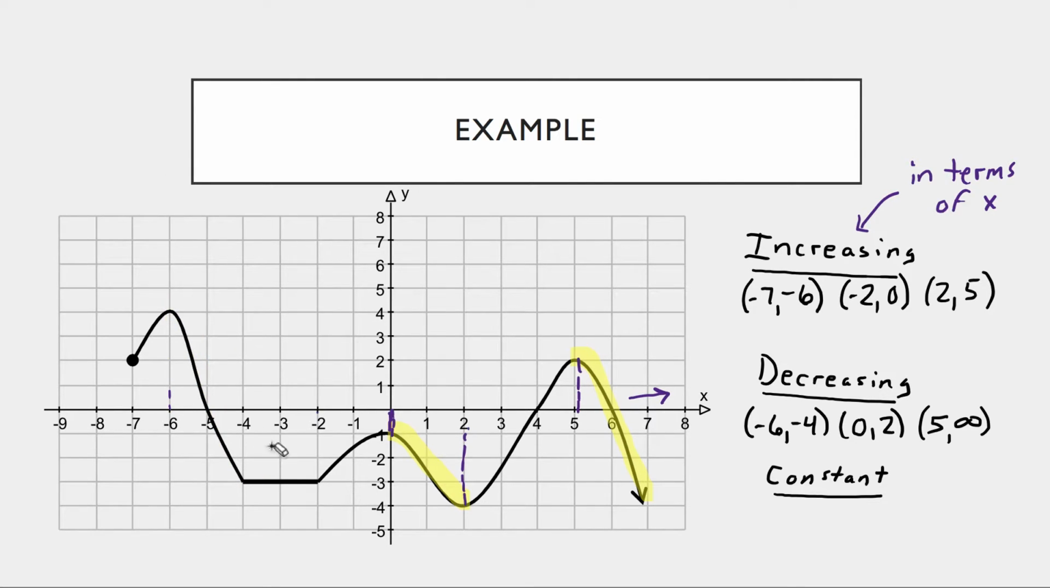In terms of constant sections, we're looking for a place where the graph is flat. In other words, it doesn't go up and it doesn't go down. So our constant section of the graph would be here. That begins at -4 and ends at -2. So again, the important thing to remember is that when you're writing the intervals for increasing, decreasing, and constant, remember that you are writing them in terms of the x.